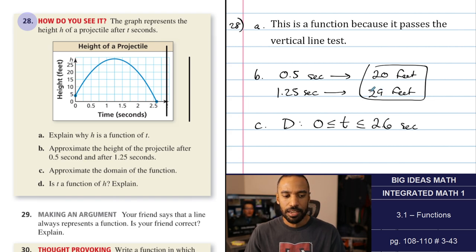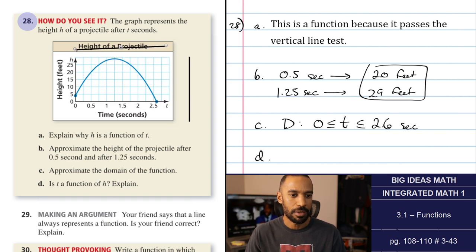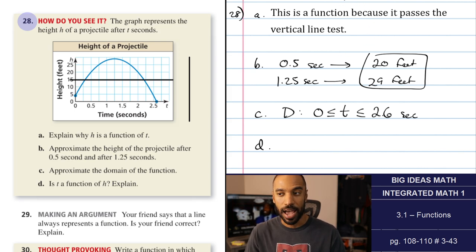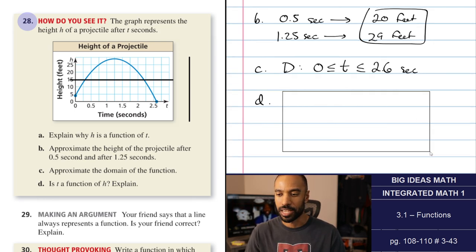Part D, is t a function of h? Explain. Well, we don't often do it the other way, but they're saying, is time a function of height? And that's more of a horizontal line test thing this time, right? Is time a function of height, meaning can I determine the time based on the height as a single entity? No, you can't. This fails a horizontal line test. You get multiple times for certain heights. So horizontal line test fails.